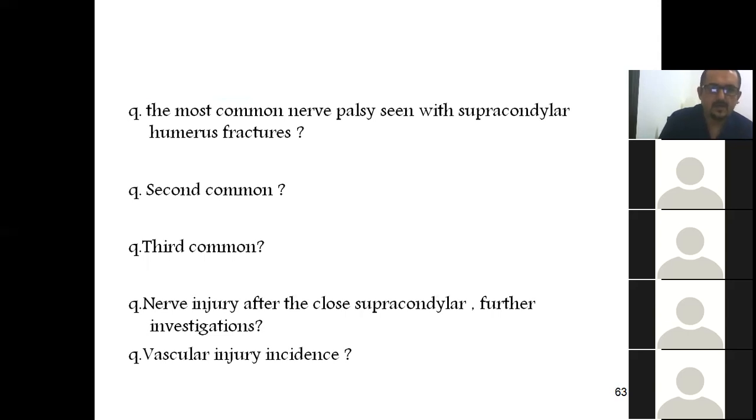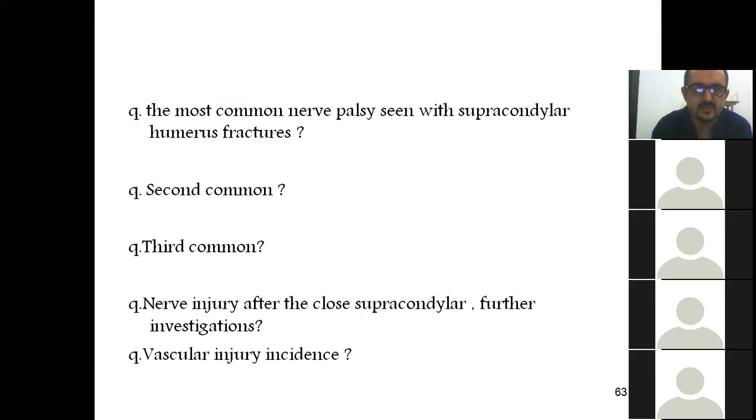How will you investigate after supracondylar fracture? You have a reduced supracondylar fracture. After one day, the patient has an ulnar nerve injury or an anterior interosseous nerve injury. How will you assess him after one day? You will do nothing. Okay. These are mostly neuropraxias and can be managed conservatively.